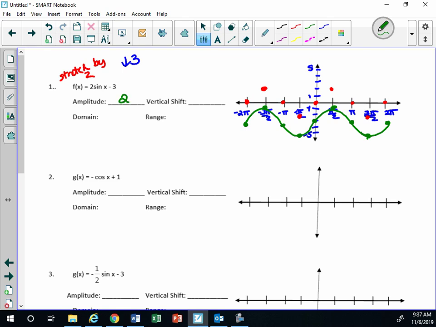What is the vertical shift? Down 3. What's the domain always? Okay, what is your range? That's the weird one on this. -5 up to -1. You guys see it? Okay. All right. That had a lot in it.